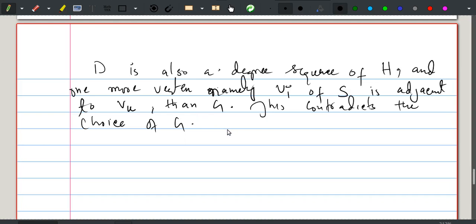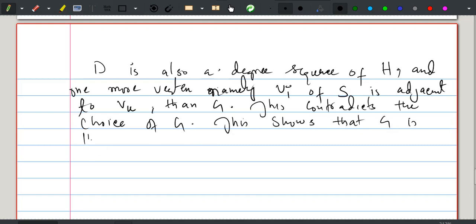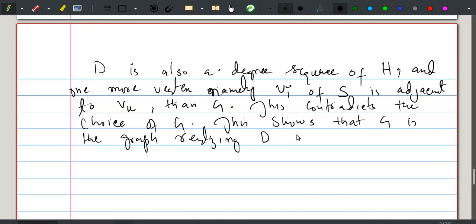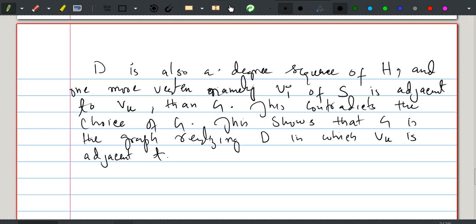So this shows that G is the graph realizing D, in which Vk is adjacent to all the vertices in S.